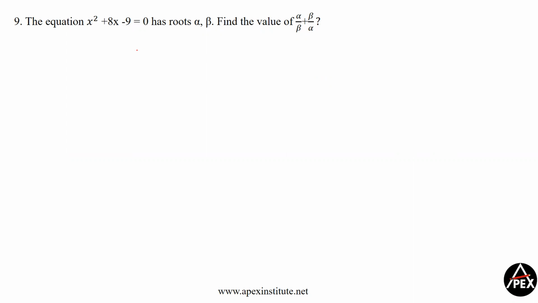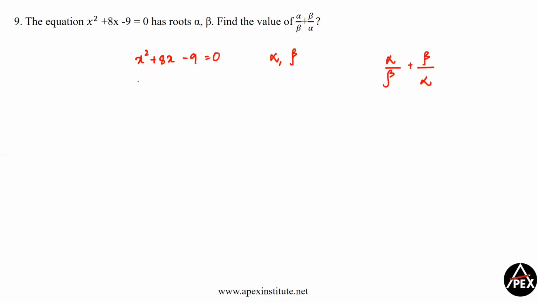So in this question, the given equation is x square plus 8x minus 9 is equal to 0. The roots are alpha and beta. We need to find the value of alpha by beta plus beta by alpha. So one way of doing this is finding the roots of this equation. Let the roots be alpha, beta.